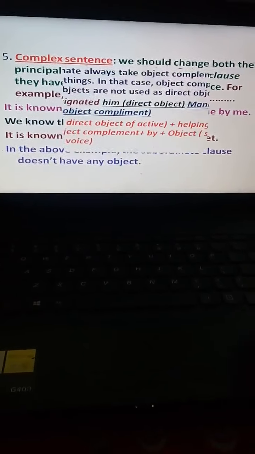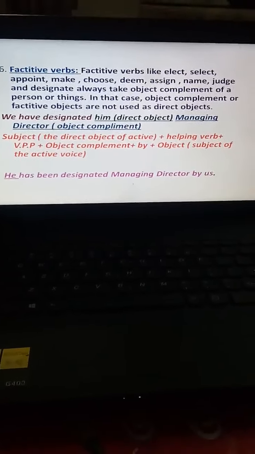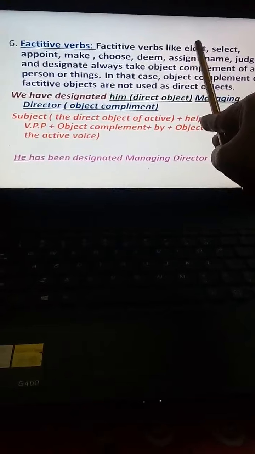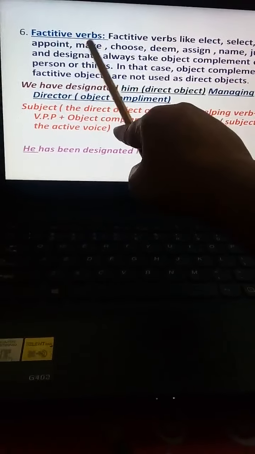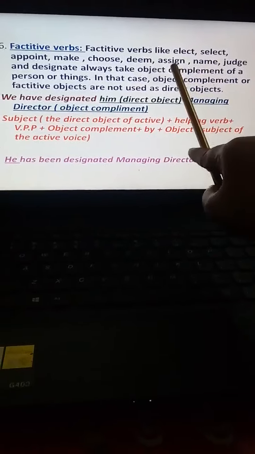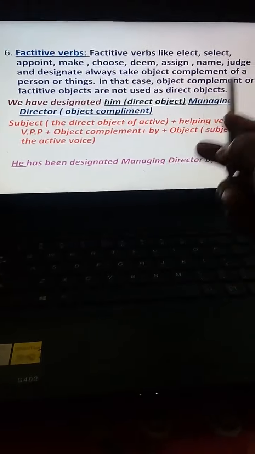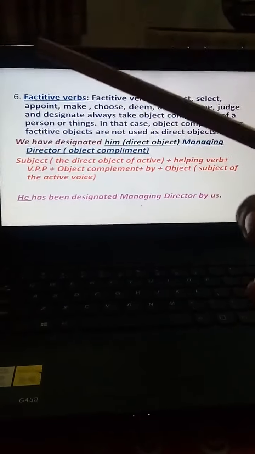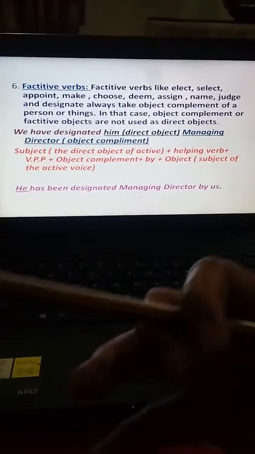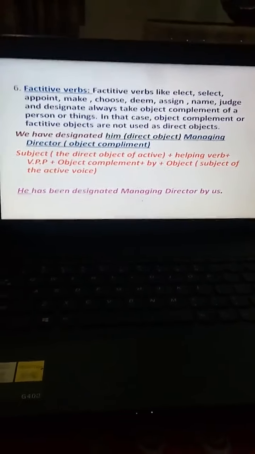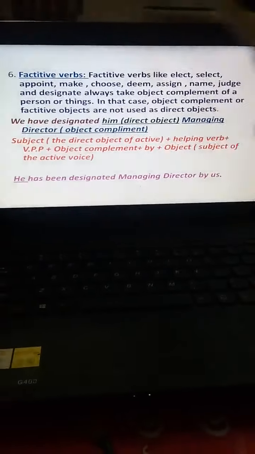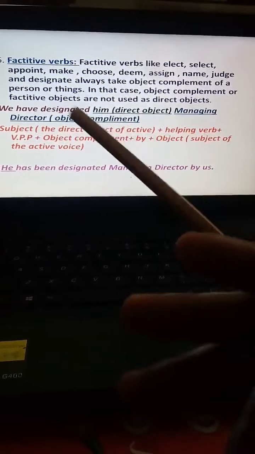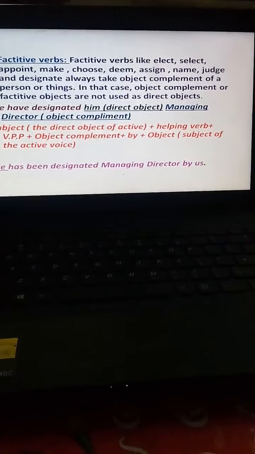So go to the next slide. Okay, in this slide I'll show you some factitive verbs and factitive objects. These verbs are like elect, select, appoint, make, choose, deem, assign, name, judge, and designate. These are called factitive verbs, and factitive verbs have factitive objects. Factitive objects are called object complements. So object complements or factitive objects cannot be used as direct objects, so these objects cannot be used as the subject of the passive verb.